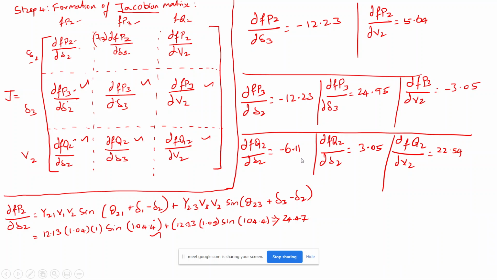You got how the Jacobian matrix is got, right? This J matrix, how we got that, you understand, right? Yes, sir. And you got how this value 24.47 is got from ∂P2/∂δ2, that also it's known, right? Till here, sir, we got. Okay.